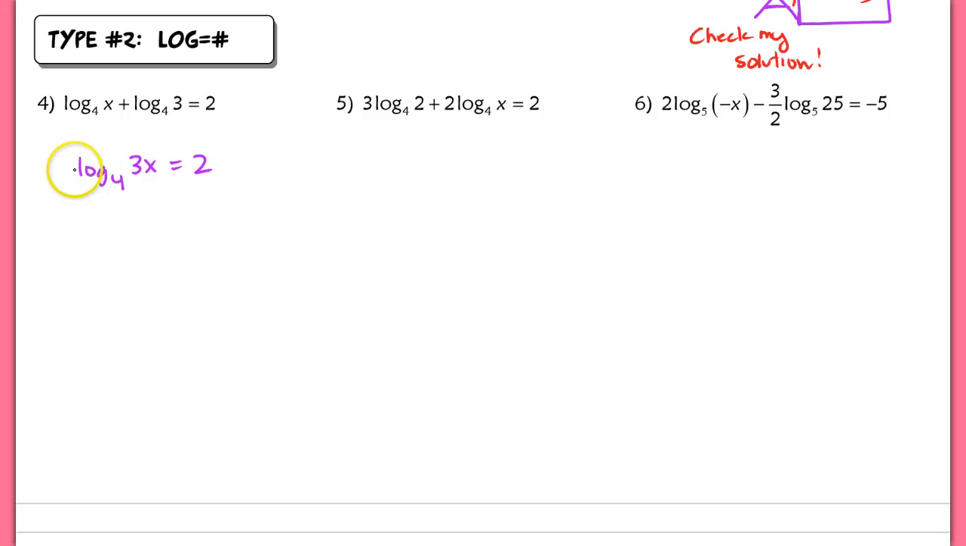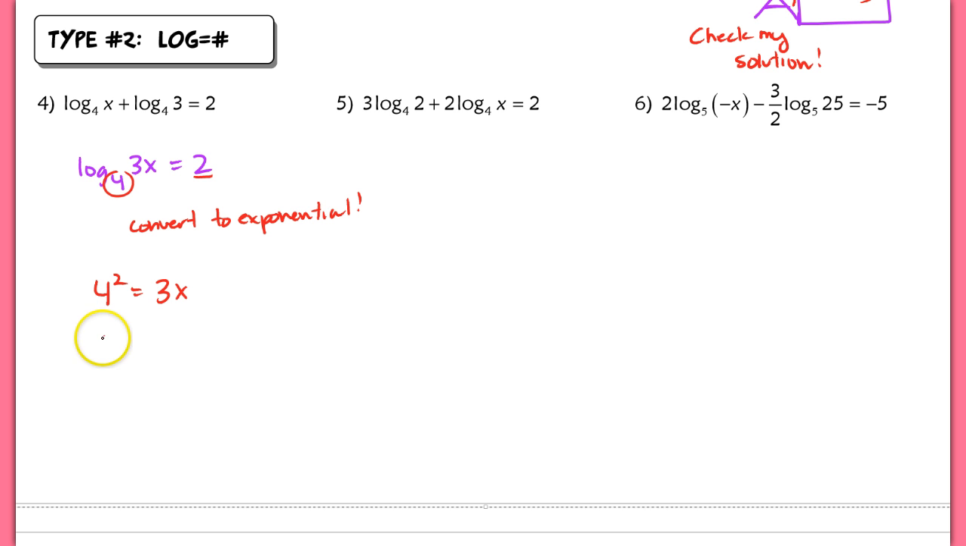So because I'm in log form, I'm going to switch to exponential. I'm going to convert to exponential when I try to solve these types of equations. Okay? So I write this as 4 to the 2nd power equals 3x. So I have 16 equals 3x, divide by 3, and I have 16 thirds.